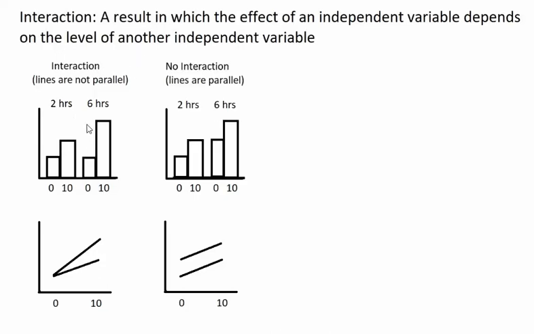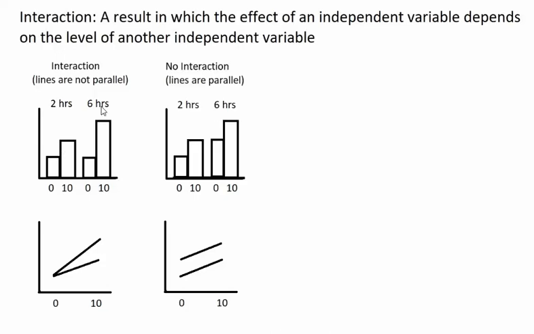And I said if the data is showing an interaction, the lines are not parallel. And so here I'm not showing a line graph, I'm showing it as a bar graph, but you can still see what I mean if you look closely at these bars. So imagine at the left end, at 2 hours of sleep, imagine a line connecting these two means of 0 and 10 hours of studying.